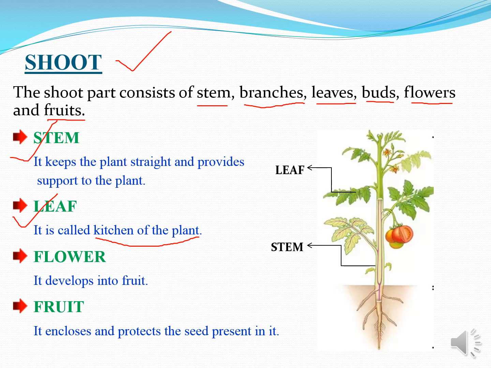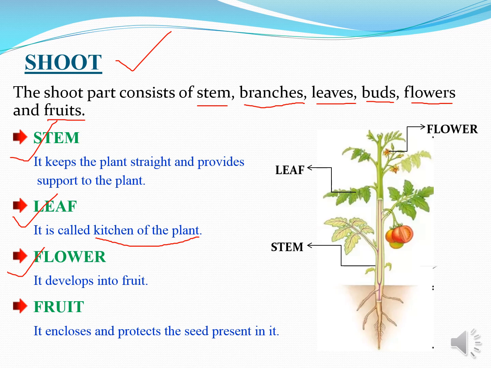Okay, leaf. Now next is flower. Flower develops into fruit and also helps a plant to reproduce. You can see the picture of different parts of a plant, already shown on the screen.